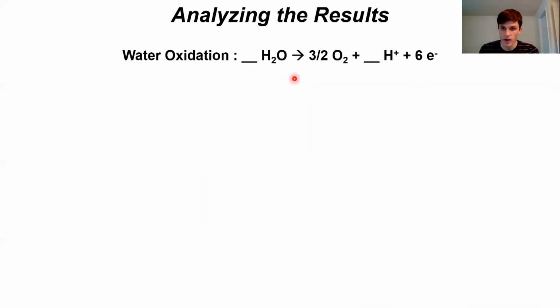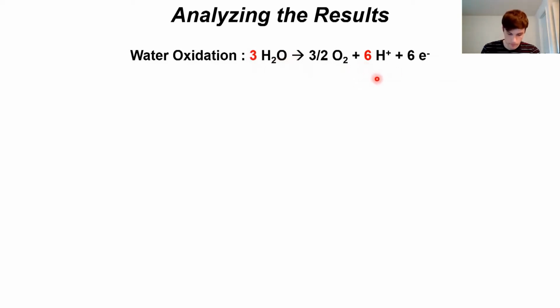So here's a water oxidation half reaction. You may remember it from the video that I showed before, but it's not balanced this time. Who can balance this equation by filling in these blanks here? So in order to balance this equation, you should put a 3 in front of H2O and a 6 in front of your protons.